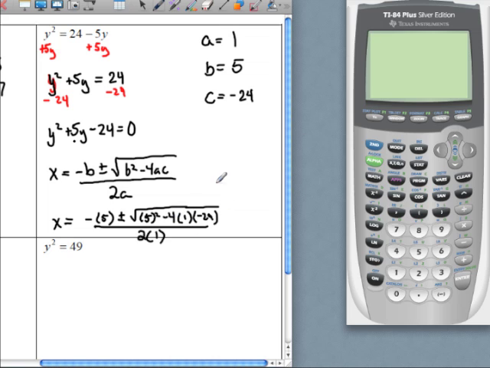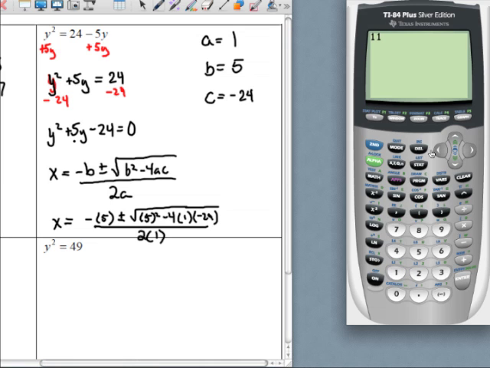And now we're ready to go to our calculator. So let's enter these values in. We are going to store 1 into the a, separate with a colon, and let's put 5 into our b, and then finally let's put negative 24, and make sure you use the negative sign, not the subtraction sign, negative 24 into our c. Hit enter, and negative 24 pops up, so these were stored correctly.